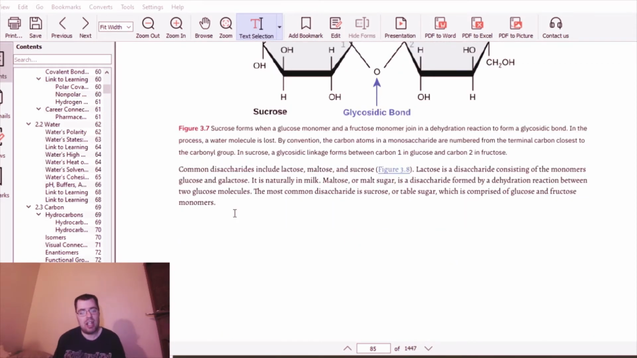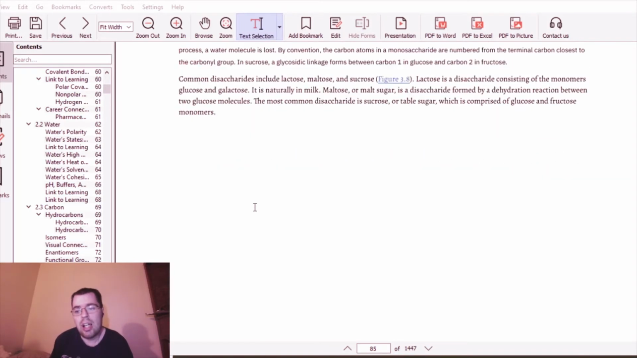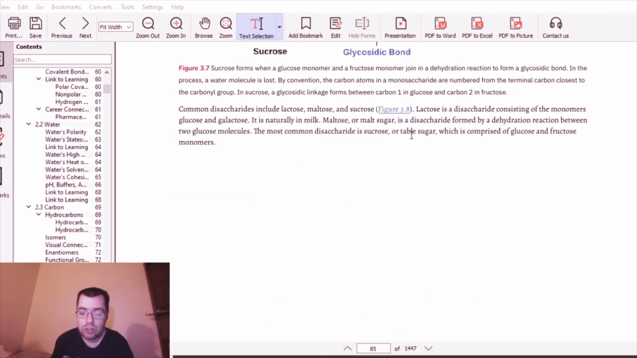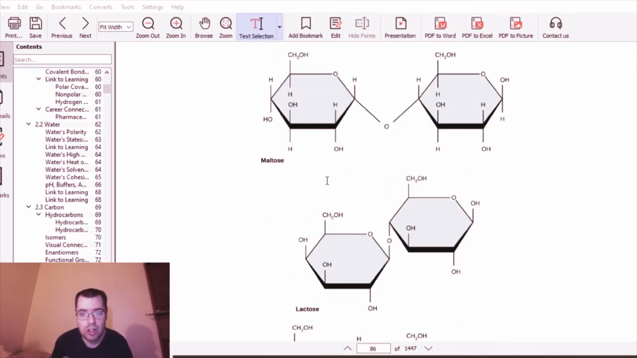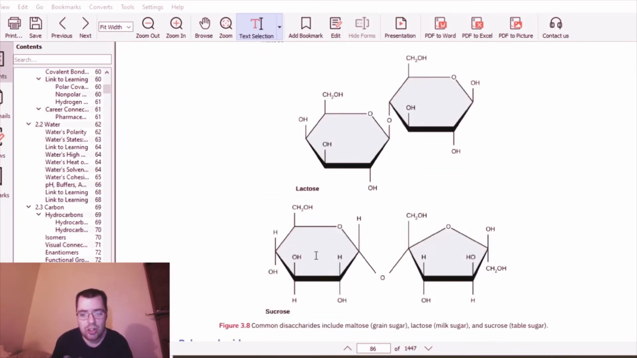Common disaccharides include lactose, maltose, and sucrose. Obviously, sucrose is the most common, which is table sugar. Yeah, your table sugar is a disaccharide. Alright. And here are the formations of each. You have your maltose, your lactose, and your sucrose.